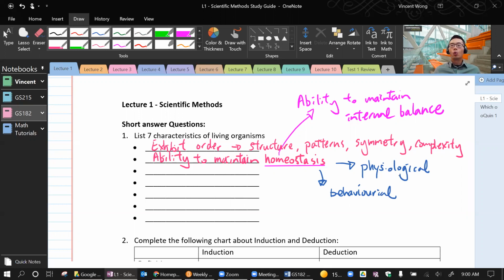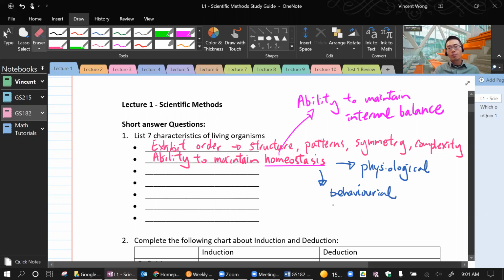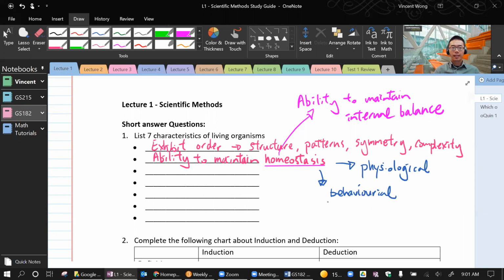So let's say you're very cold. You go outside in the middle of the winter and it's really cold. An example of a physiological mechanism to help maintain homeostasis would be shivering. Shivering creates muscle contractions, and that heats you up and warms you up. A behavioral response to maintain homeostasis when it's cold would be you putting on a jacket.